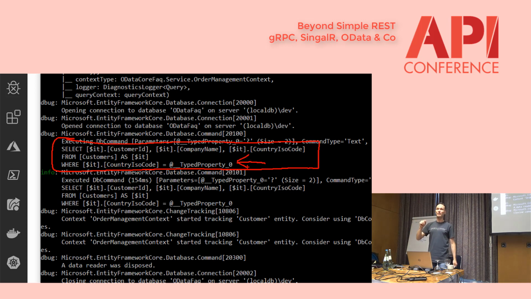I specified the query in my URL, and the $filter clause was automatically parsed by OData, put into an expression tree. This expression tree was then put into Entity Framework. Entity Framework has built this query. So the filter expression was injected into the SQL, and I didn't have to write any code for that.